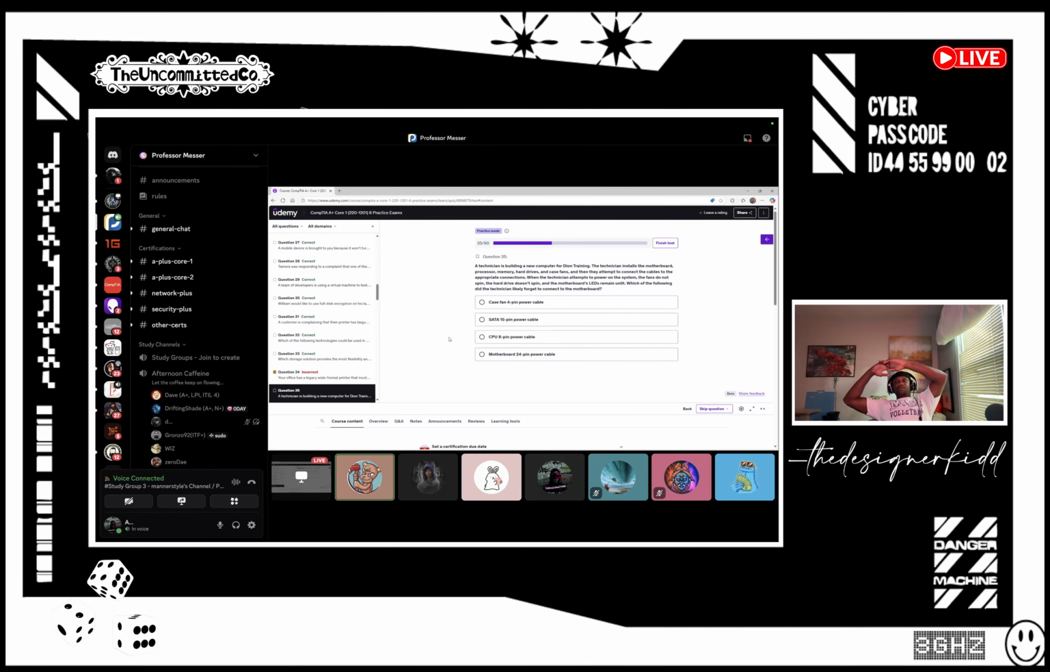Alright. 35. A technician is building a new computer for Dion Training. The technician installs the motherboard, processor, memory, hard drives, and case fans. And then they attempt to connect the cables to the appropriate connections. When the technician attempts to power on the system, the fans do not spin, the hard drive does not spin, and the motherboard's LEDs remain unlit. Which of the following did the technician likely forget to connect to the motherboard?